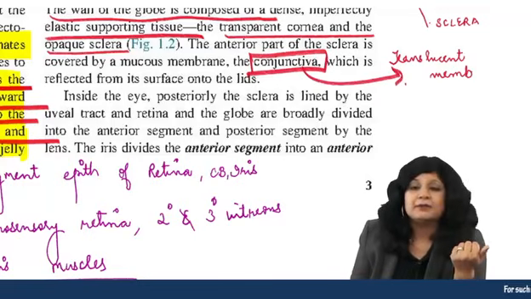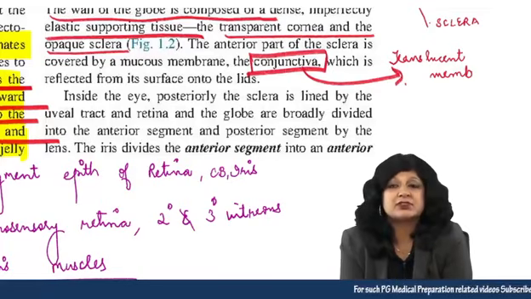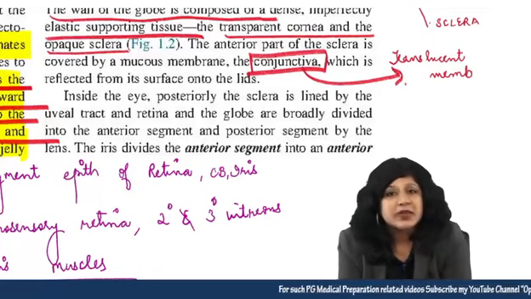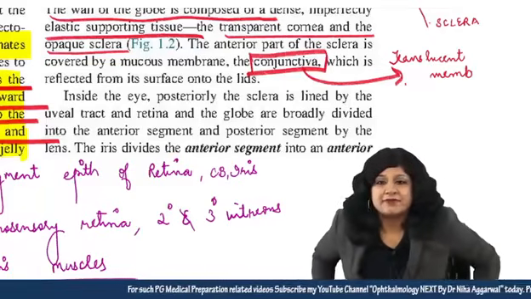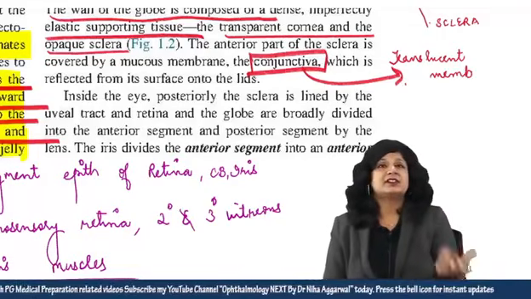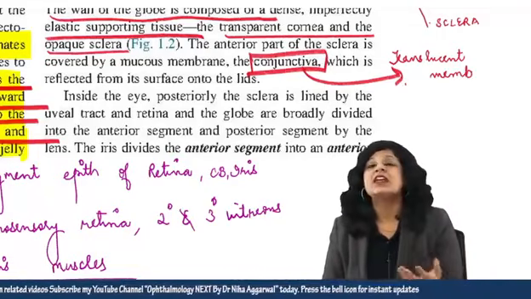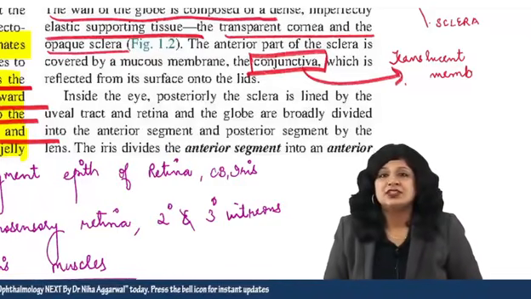So what do you mean by translucent? Translucent means something between transparent and opaque, which has properties lying somewhere in between. You know, cornea is transparent, sclera is opaque. So in between that, through which things are semi or partially visible, that is your conjunctiva.